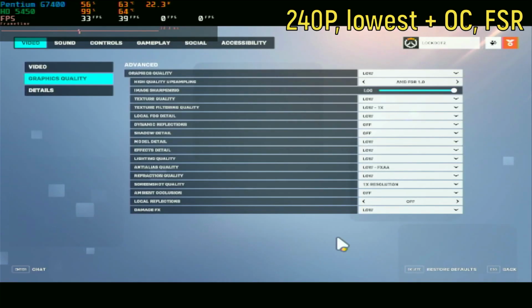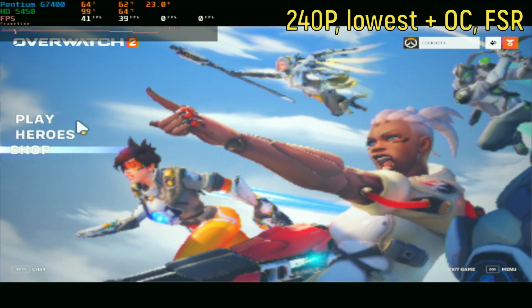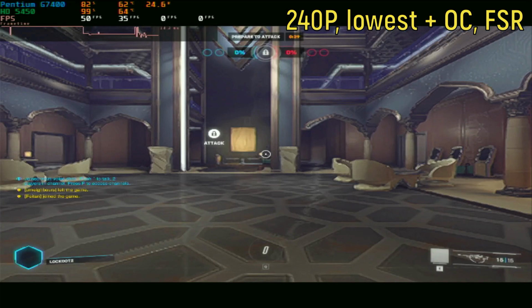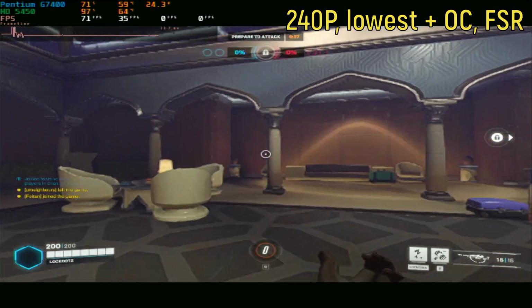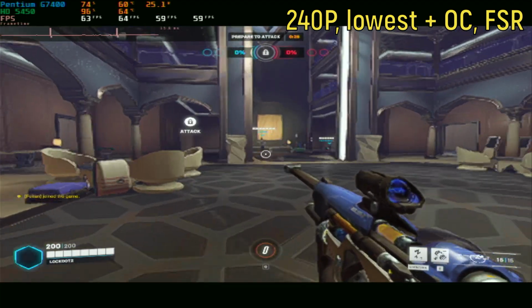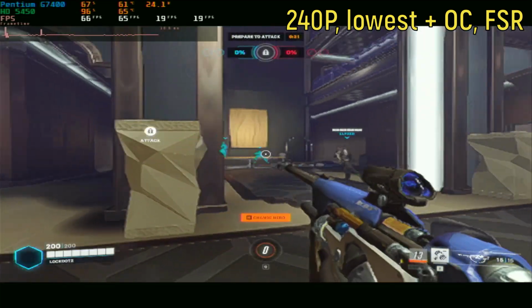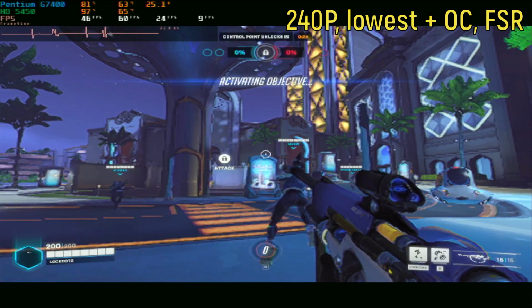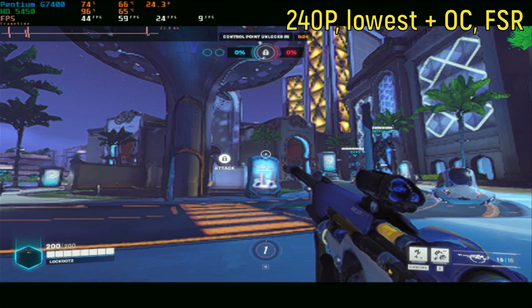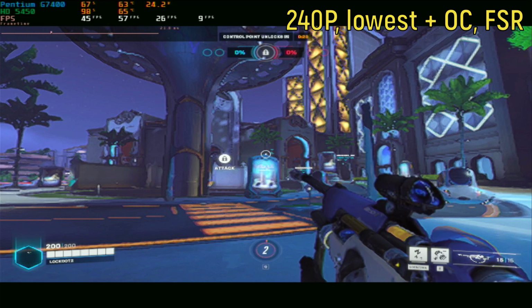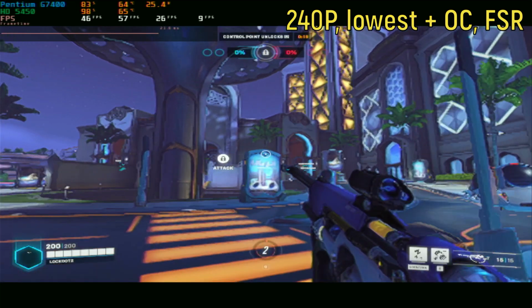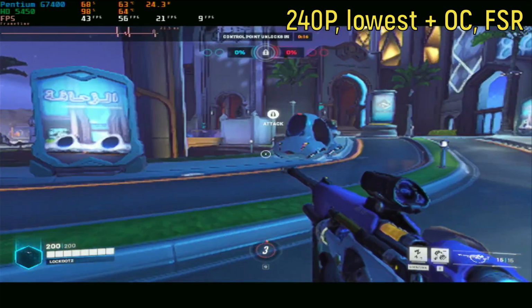So then I tried FSR on the maximum sharpening, and the frame rate was pretty much about the same, maybe slightly lower, but it did look a little bit better. It was a little bit more sharp. Don't get me wrong, both of them look like you used sandpaper on your eyes, but at least it was slightly less sandpaper on the eyes with FSR than without FSR.